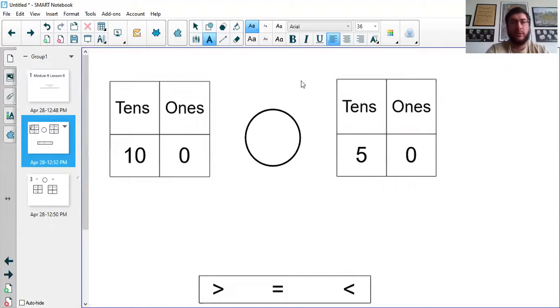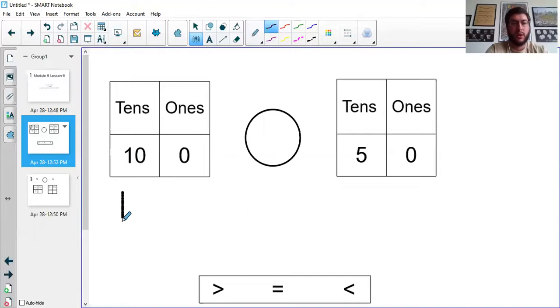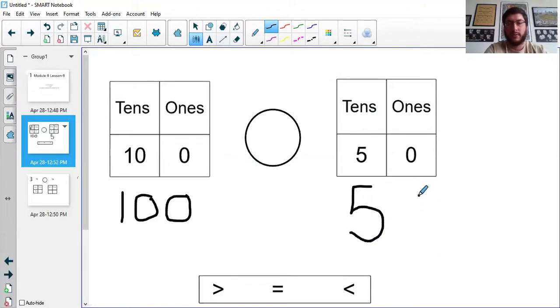So here we have two numbers. The number on the left is 10 tens and 0 ones. So we know that that number is the number 100. And on the right, we have the number 10 fives and 0 ones. So we know that that's the number 50.